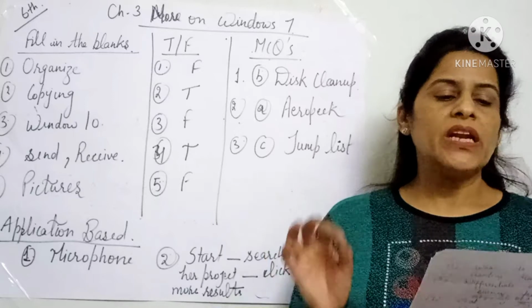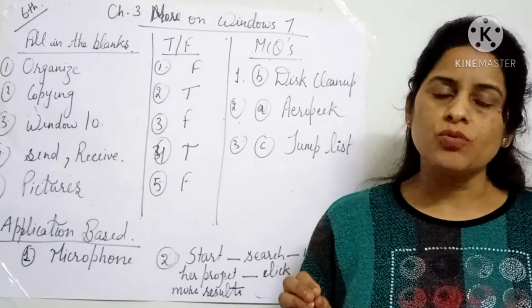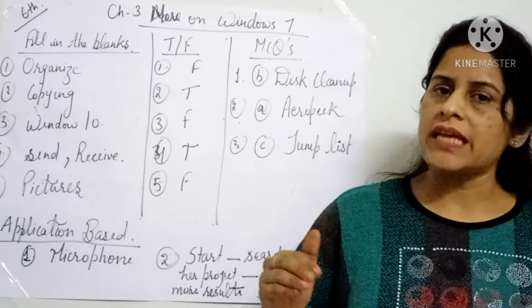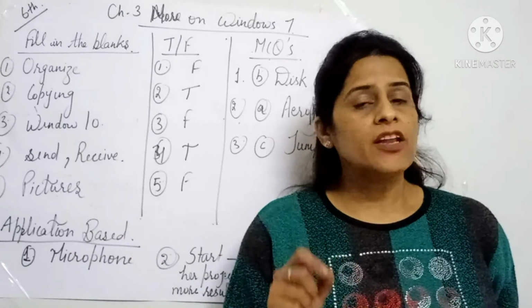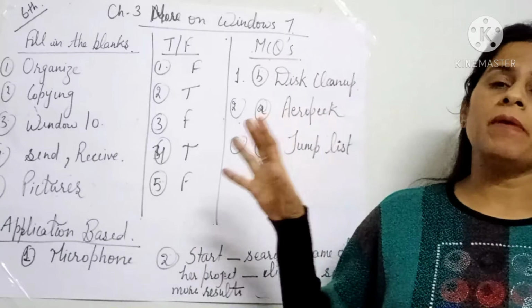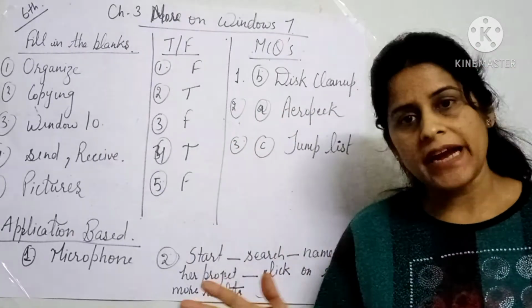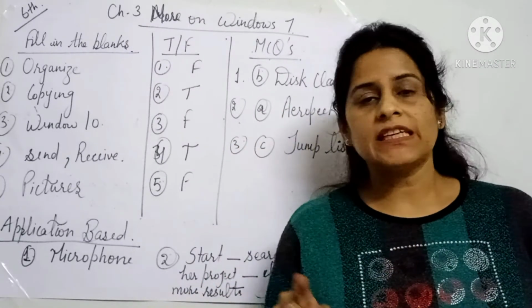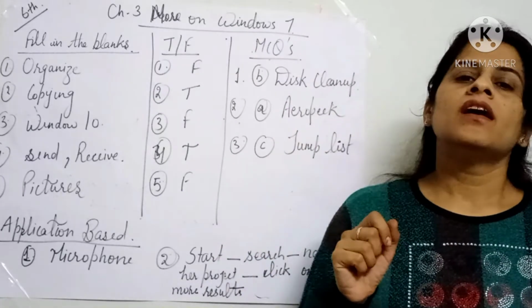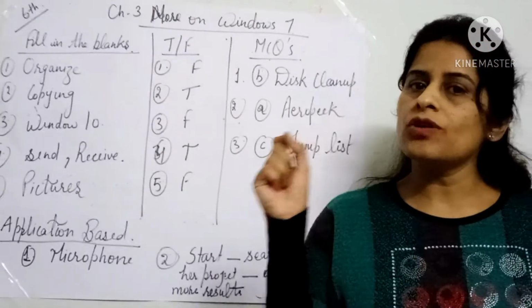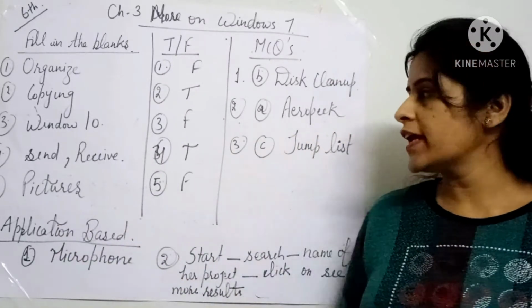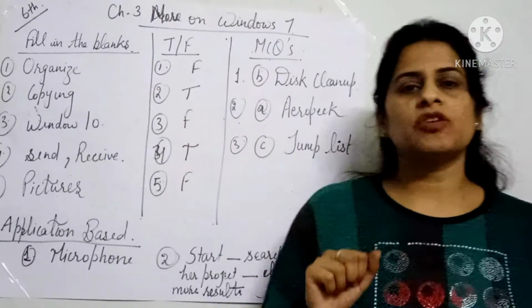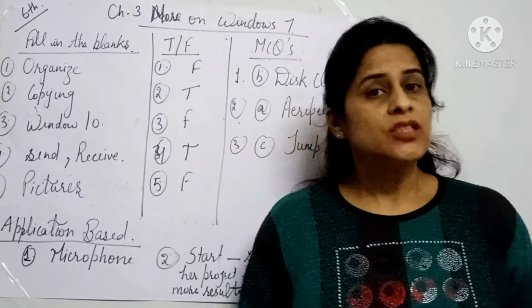Fourth is: Windows 7 allows the user to display the windows side by side. Yes, we have done this feature in our practical session. If you have opened many windows and you want to open them side by side, you right click on the taskbar and click on the feature show windows side by side, and it will show all the windows side by side. You can move your picture here and then there. Yes, that feature exists, so its answer will be true.